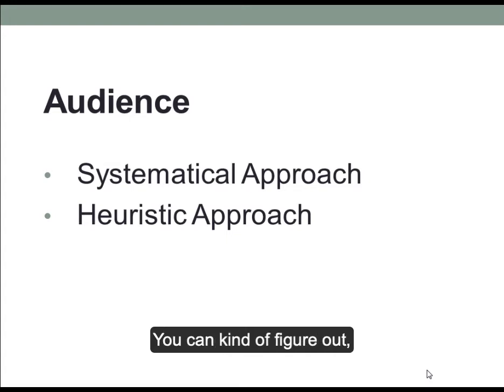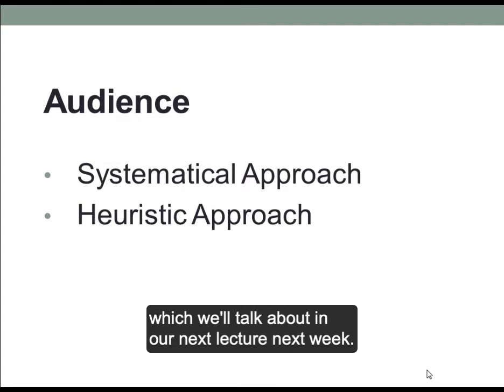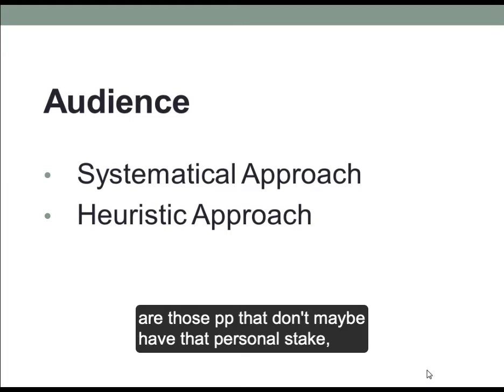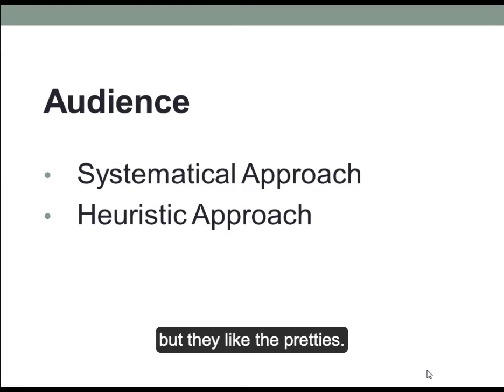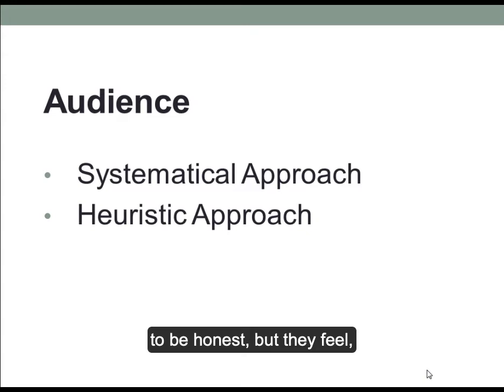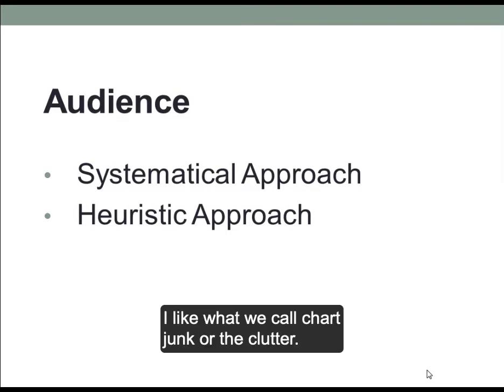Okay? You can figure out this actually is a right brain, left brain dominance kind of thing as well, which we'll talk about in our next lecture next week. The heuristic people or the heuristic approach are those people that don't maybe have that personal stake, but they like the pretties. They think the issue really has little impact on them, to be honest, but then they feel, well, I don't have any control over it, so I'm not going to really worry about it, but I think that looks really cool. I like what we call chart junk or the clutter.